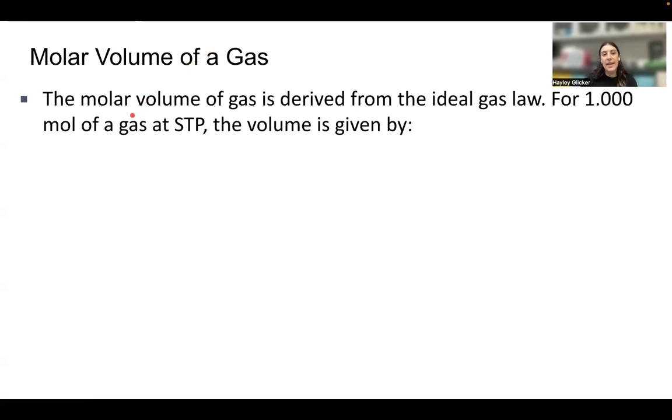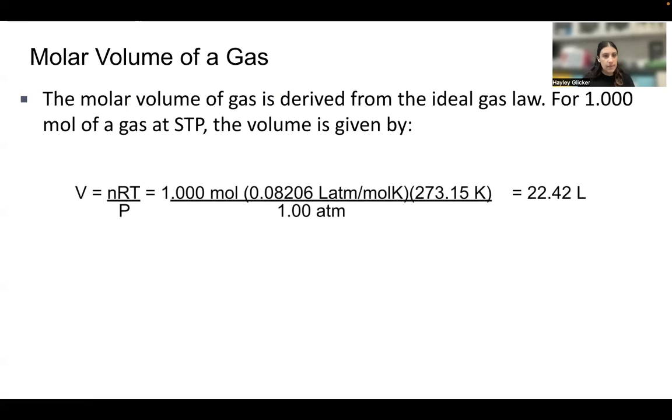The molar volume of a gas is derived from the ideal gas law, and it's saying that if I have exactly 1 mole of a gas at STP, it will always occupy the same volume. So my volume is equal to nRT over P, because I've isolated my volume variable and solved using PV=nRT. I plug in 1 mole of our gas and our gas constant. STP means that we have 273 Kelvin and 1 atmosphere, and the volume that I get is 22.42 liters.